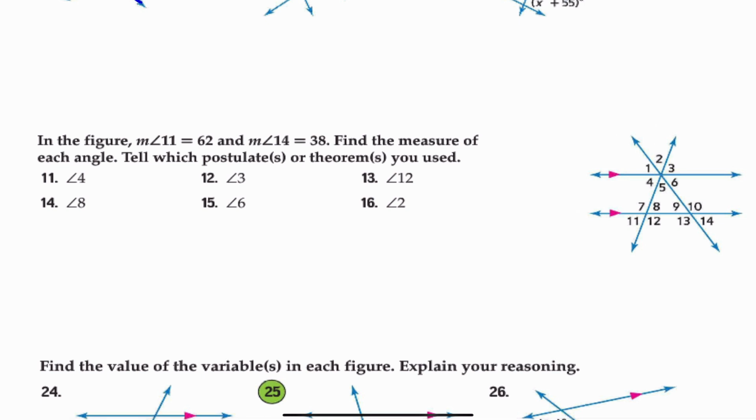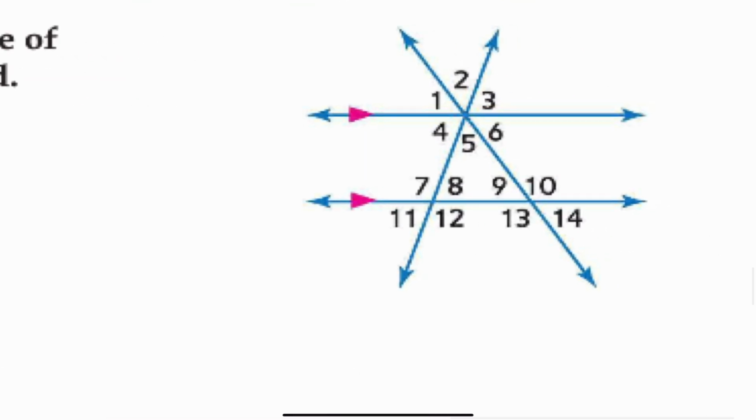Yes, this one is the weird one. It says in the figure that measure angle 11 is 62 and measure angle 14 is 38. Find the measure of each angle. Tell which postulates or theorems you use. So just by looking at this, you can see that we have parallel lines cut by 2 transversals. Okay, we can say this is transversal 1, and this is transversal 2.